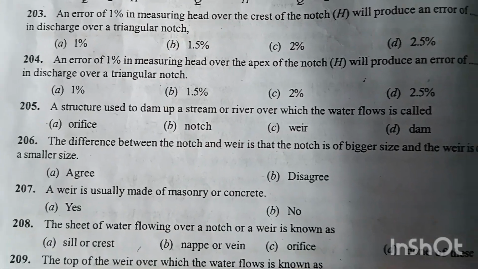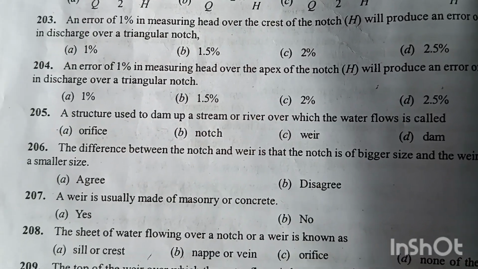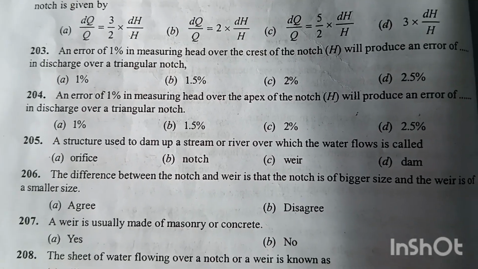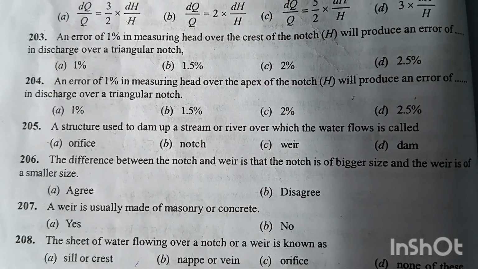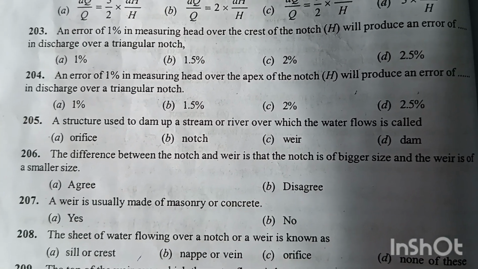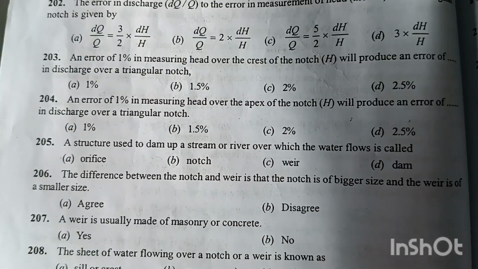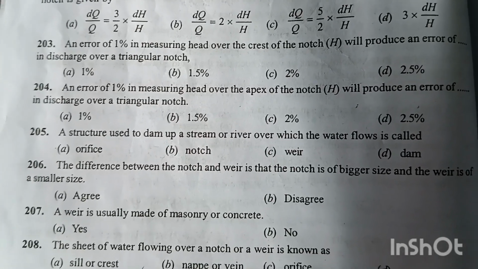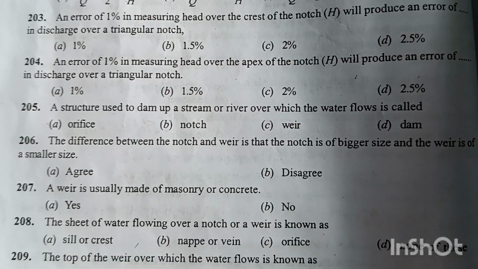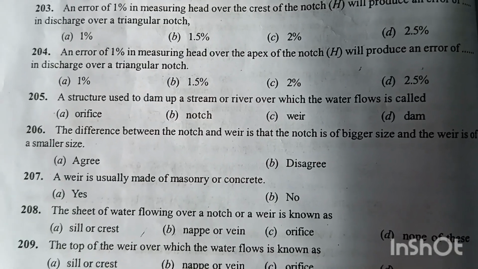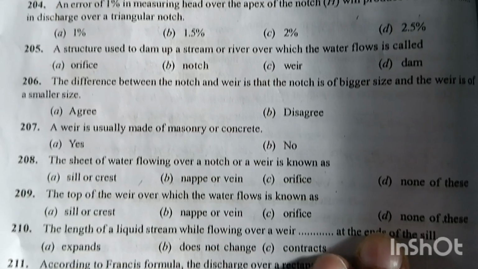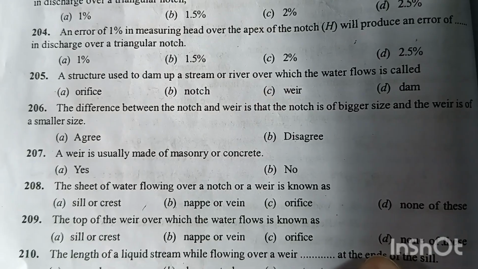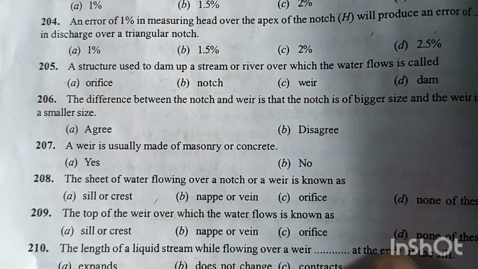Question number 205. A structure used to dam up the stream or river over which the water flows is called weir. Option C is the right answer. Question number 206. The difference between the notch and weir is that the notch is of bigger size and weir is of smaller size. No, the notch is of smaller size and weir is of bigger size. So option B is the right answer. Question number 207. A weir is usually made of masonry or concrete. Option A is the right answer. Question number 208. The sheet of water flowing over a notch or a weir is known as nappe or vein. Option B is the right answer.